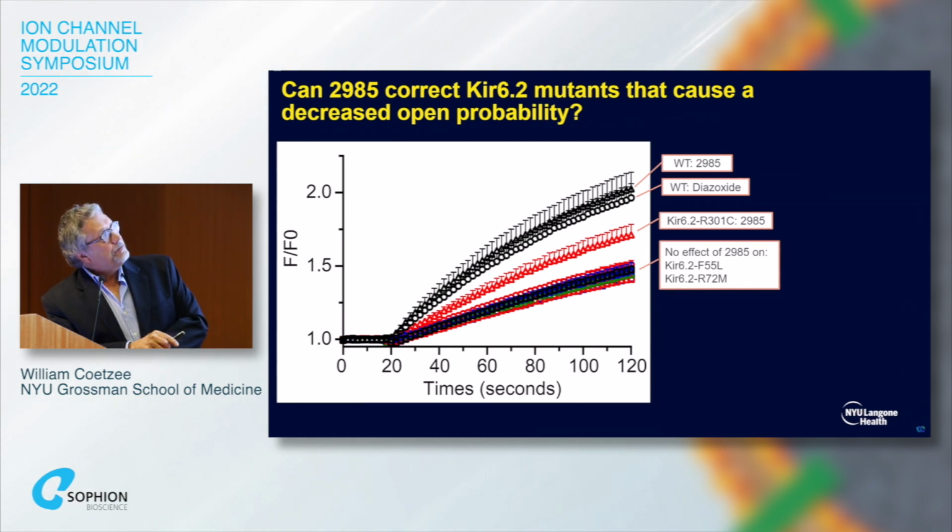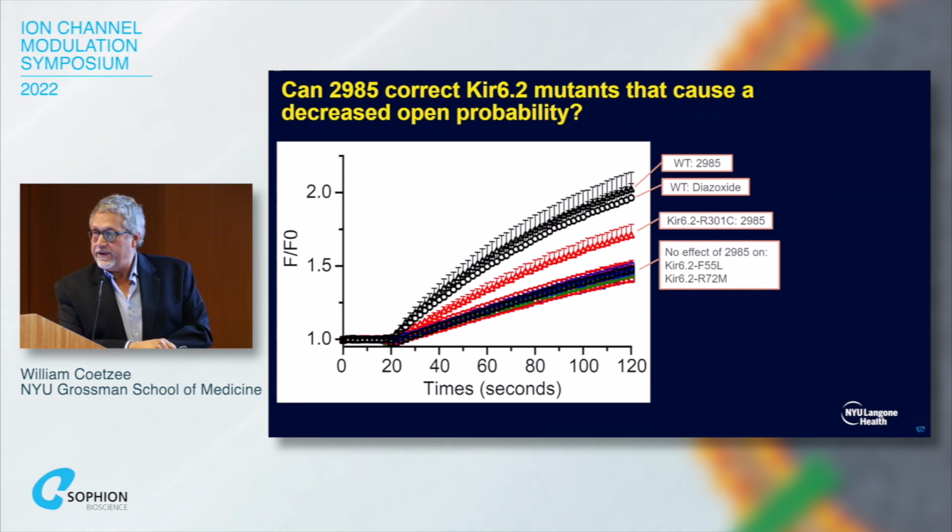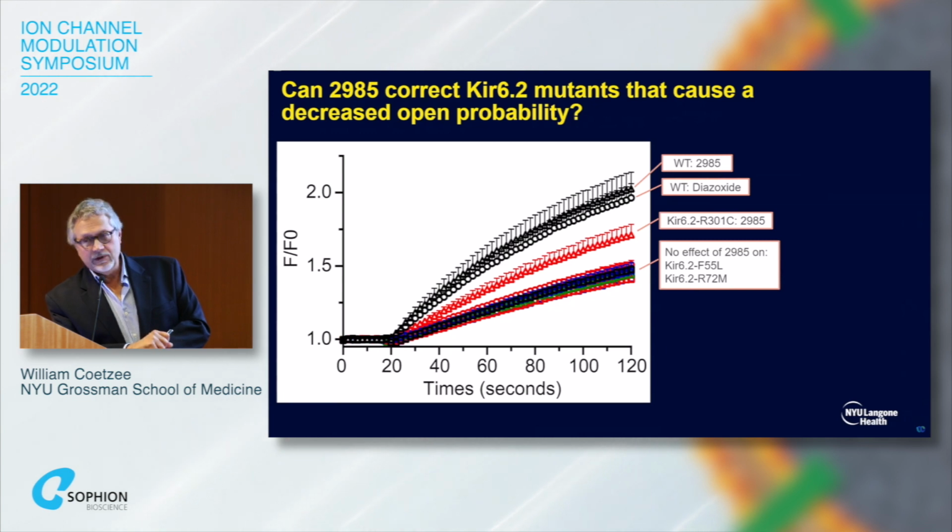It was activated, or flux occurred, during the assay, and diazoxide activated the channel, right? Of the mutations, all of them had a reduced thallium flux, as you would expect if it reduces the open probability of the channel. But only one of them was activated by this compound, 2985.